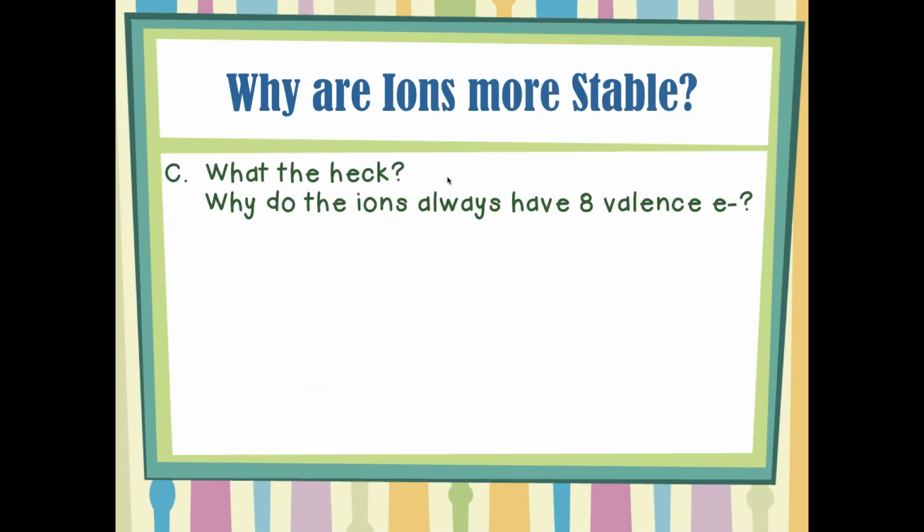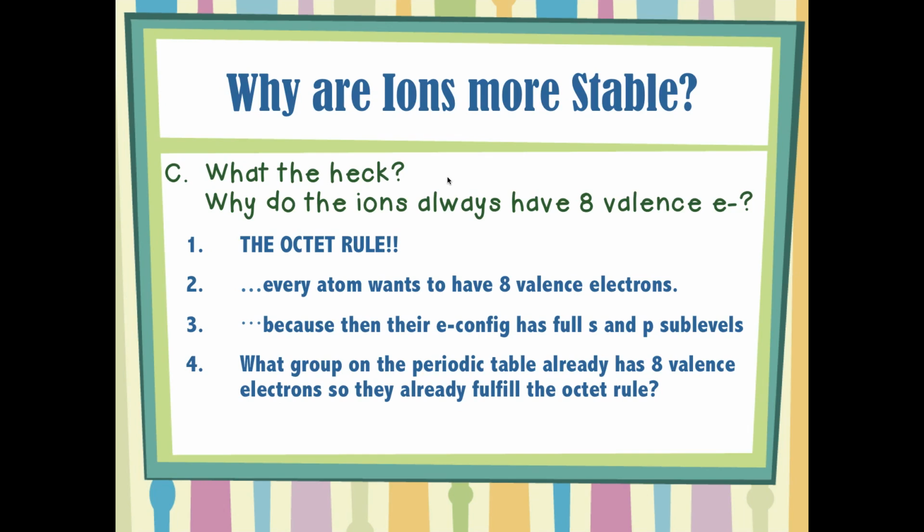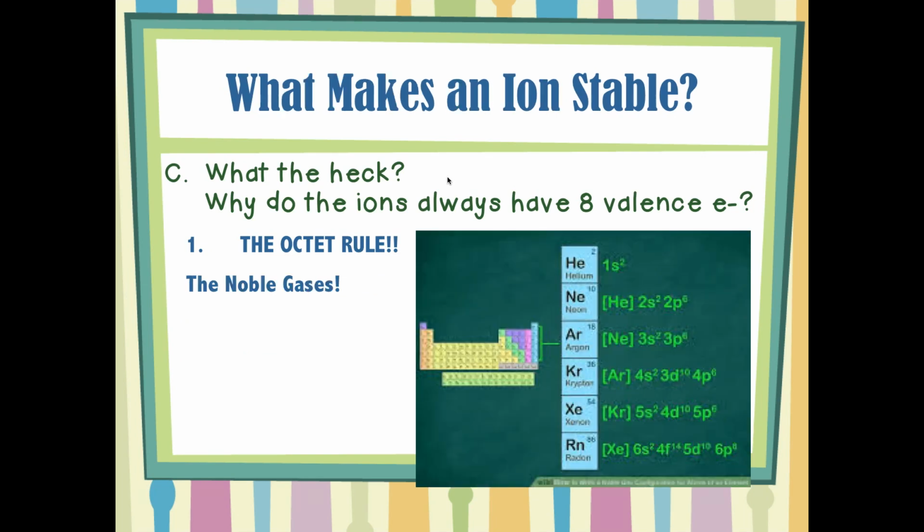All right, welcome back. We got one more little section. You notice that all of the ions always had 8 valence electrons. Again, that's where we get that octet rule. Every atom wants to have 8 valence electrons. That full S and P make it stable. And this is why we've always referred to that one special group on the periodic table that already has 8 valence electrons. They already have a full S and P. Which group is it? You got it, it's the noble gases.